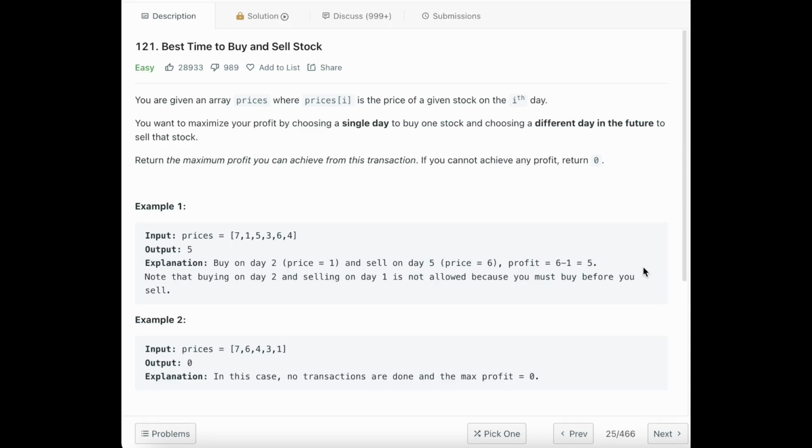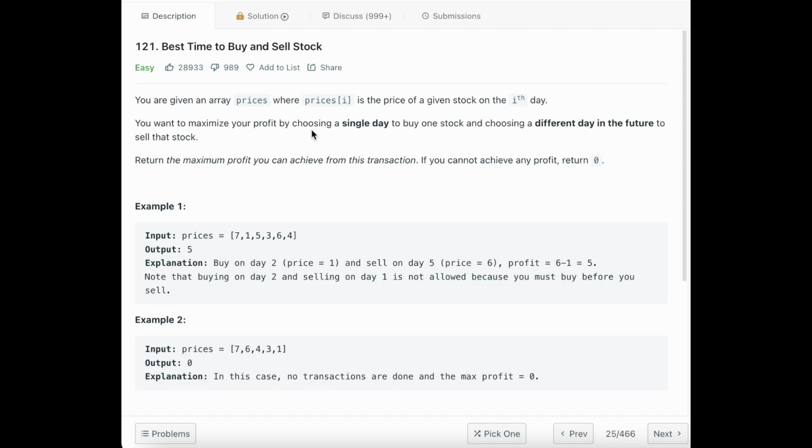Today, let's discuss the LeetCode question 121, best time to buy and sell stock. You are given an array prices where prices[i] is the price of a given stock on the ith day. You want to maximize your profit by choosing a single day to buy one stock and choosing a different day in the future to sell the stock.